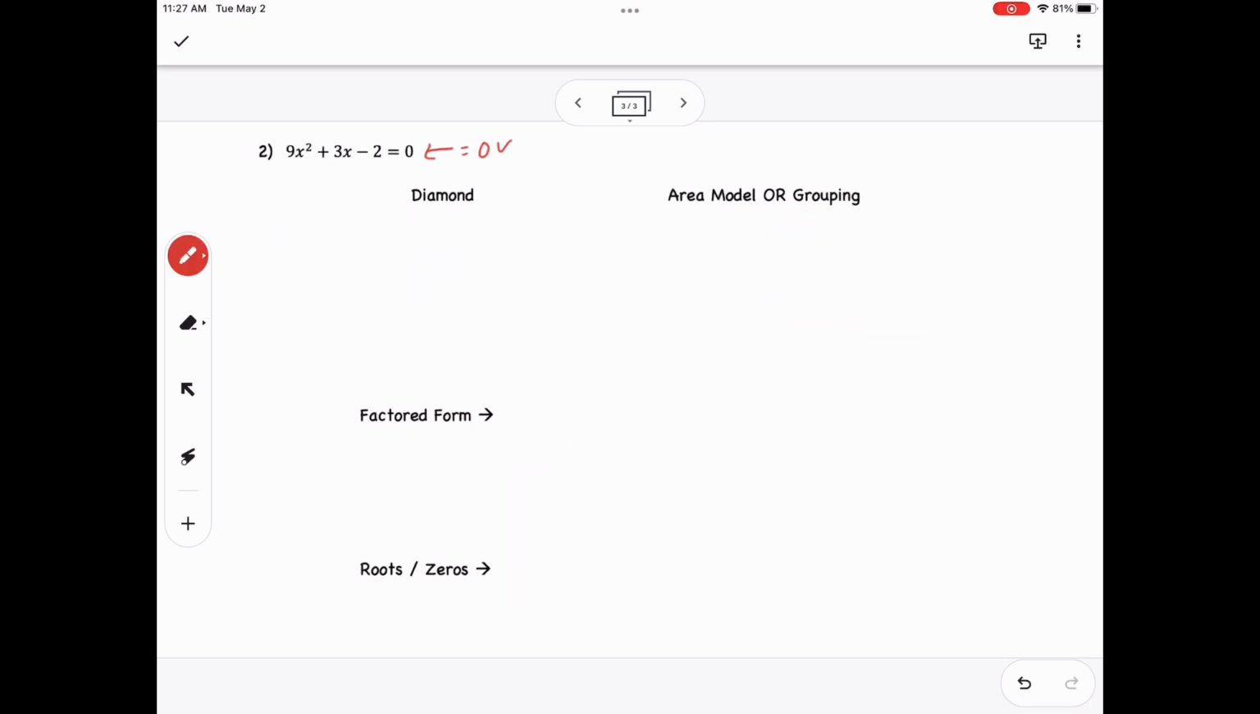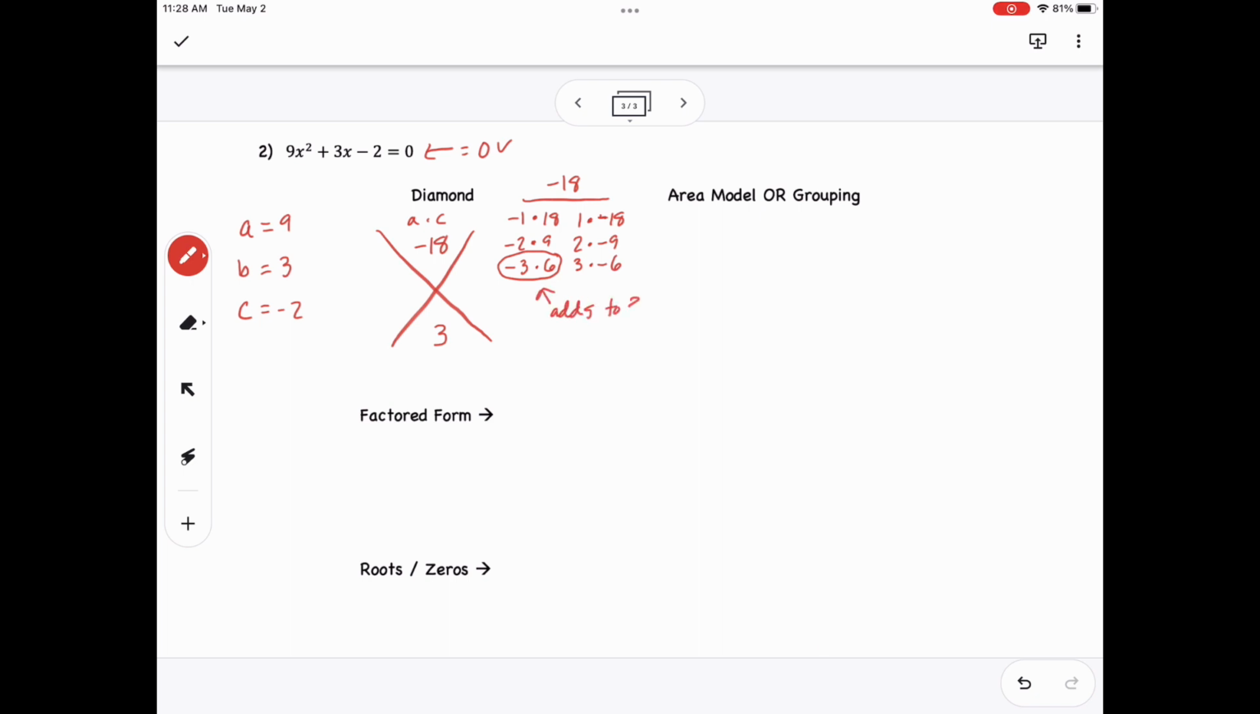Number 2, check if it's set equal to 0. In this case it is, so we don't have to do anything. So a is 9, b is 3, and c is negative 2. So a times c should be negative 18, and b is 3. Listing out my factors of negative 18 that would add to give me a positive 3, it looks like negative 3 plus 6 would do that. So those would be my factors.